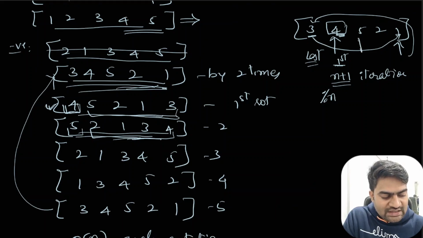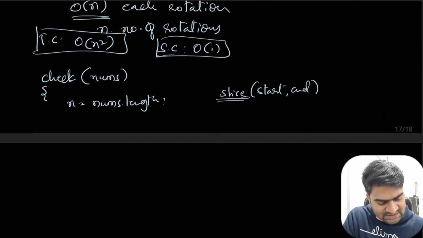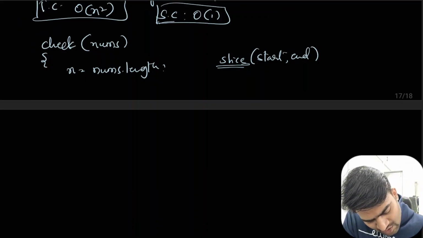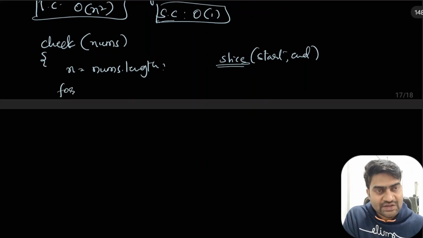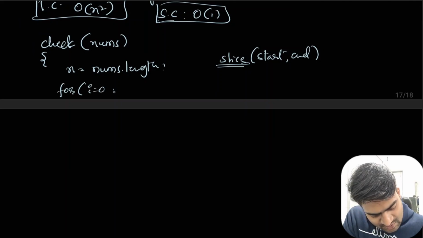If you want to start the element at the second index, you can do the same thing, because whenever it crosses the n minus 1th index, again we need to start from the 0th index. So for that we will do a modulo operation. We will use that logic here and check if the array is sorted whenever we do a rotation. For that, we will do all the possible rotations, that is basically n rotations. So i equal to 0, i less than n, i plus plus.